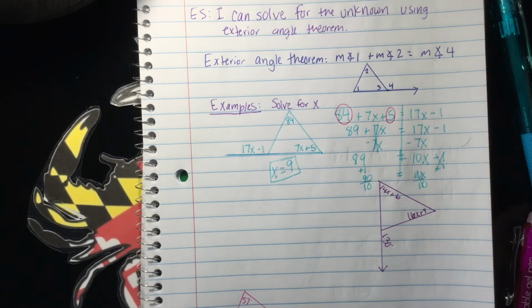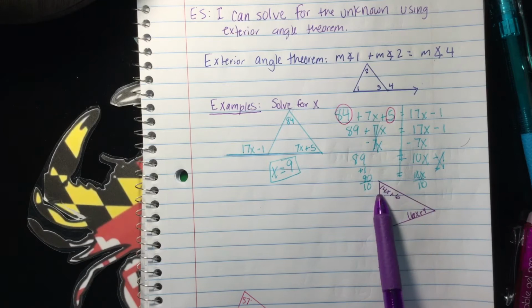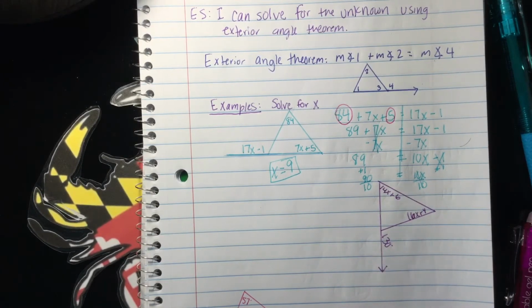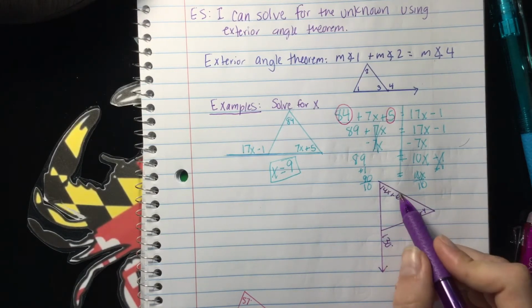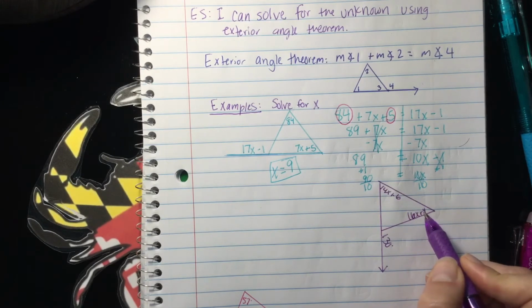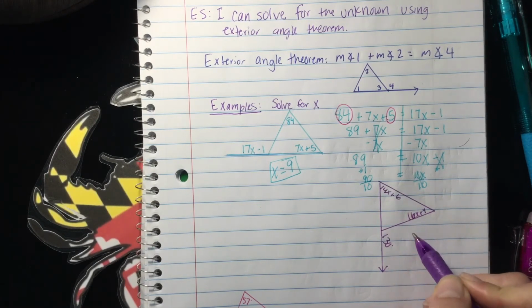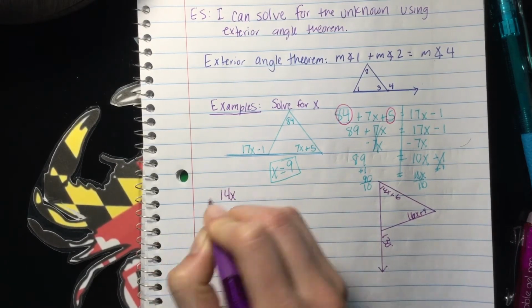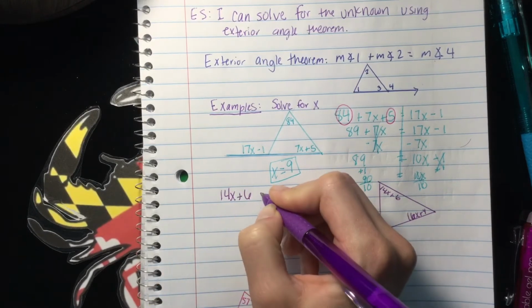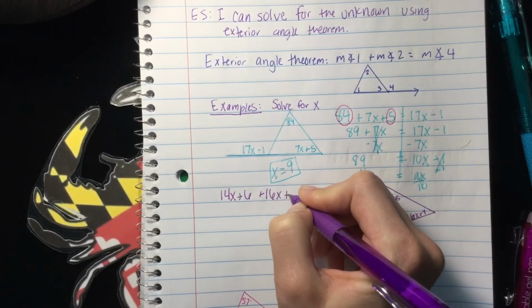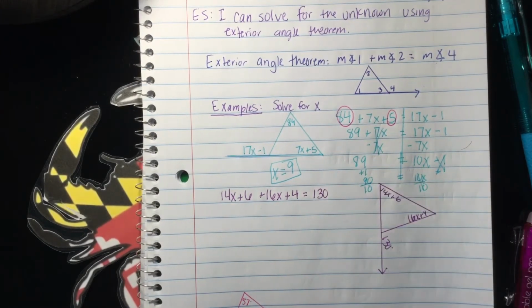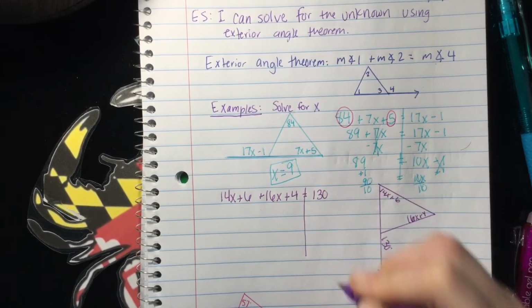Hopefully I give myself some more space. Okay, so it looks a little different, but it's still okay because we have two remote interior angles and one exterior angle. So let me set up the problem with these two angles added together equal 130. So 14x plus 6 plus 16x plus 4 equals 130. Okay, let's draw our line.